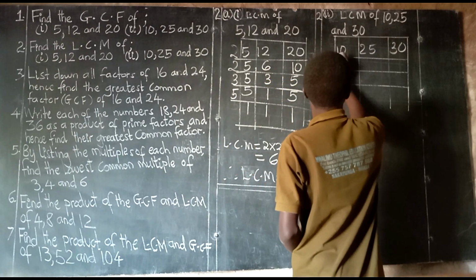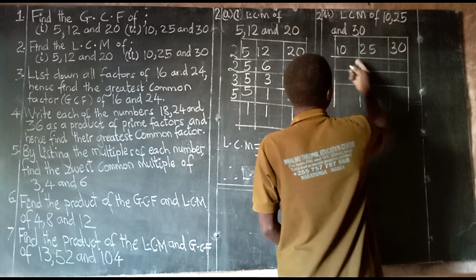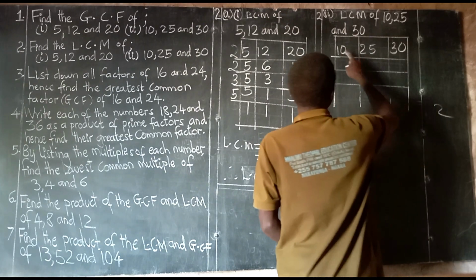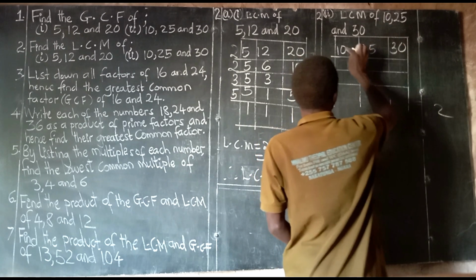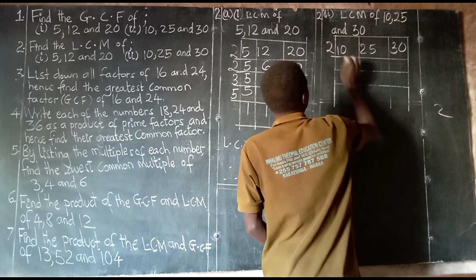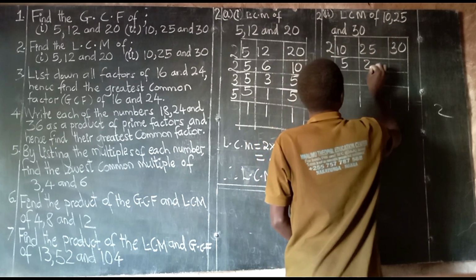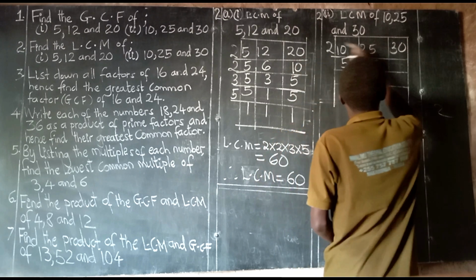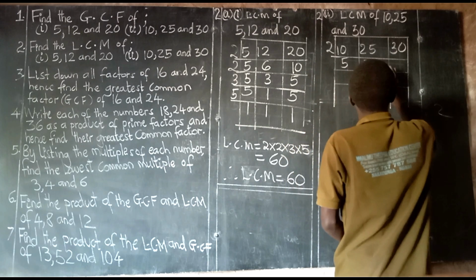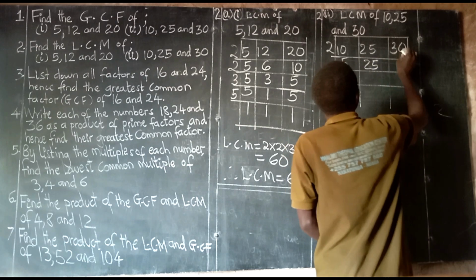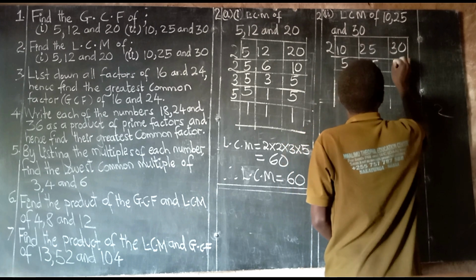We start as usual with the smallest prime number, if it is possible, which is 2. Now, is there any number which is divisible by 2 among the 3? The answer is yes. We have 10 and 30. So start by 2. 10 over 2, 5. 25 over 2, we write 25 because when you divide it, it gives a remainder, so it is not divisible completely. 30 over 2, 15.